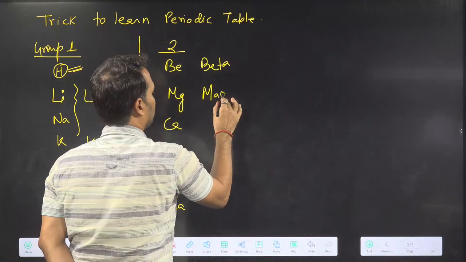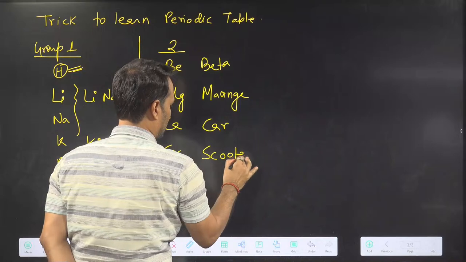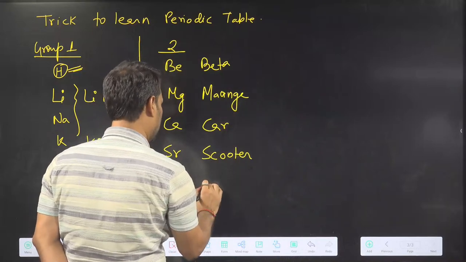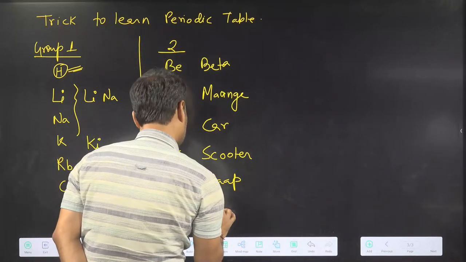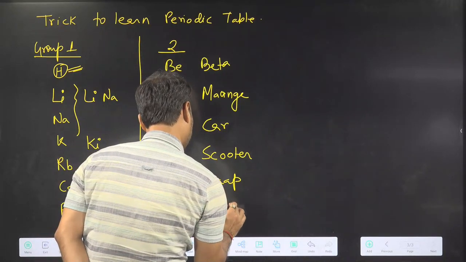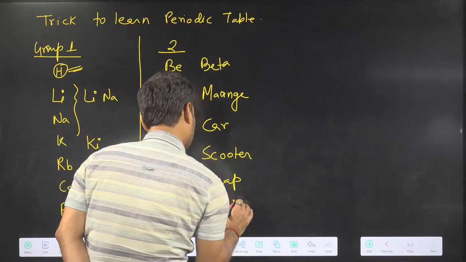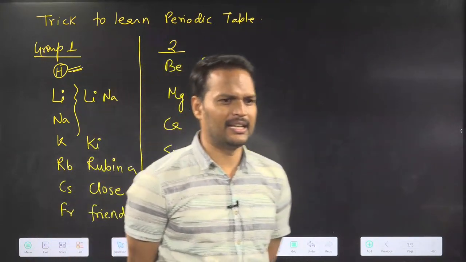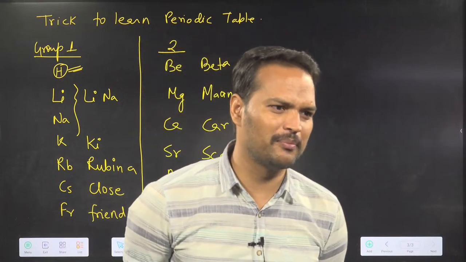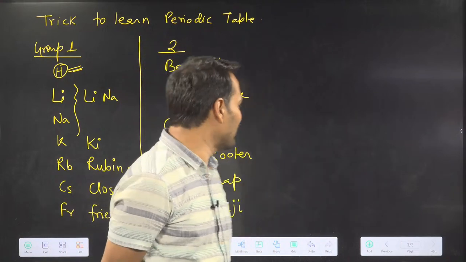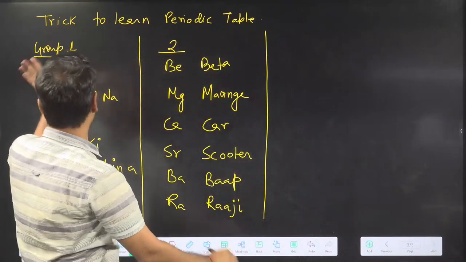Beta mange car scooter. You can use beti, scooty, anything. Baap. Father's Day was there yesterday. Raji. Okay. So parents are always helpful. They always agree to our demands. Although we make unnecessary demands also sometimes. Okay, blackmailing. But we should not do that. Okay. Done. So this is all about S block.